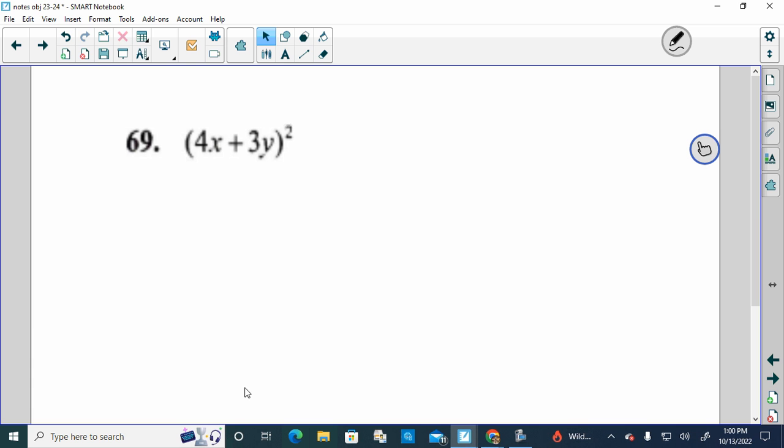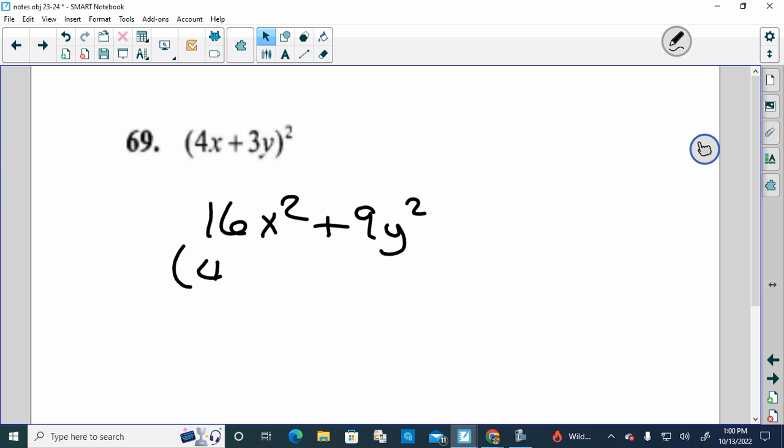Okay, last one. So 4x plus 3y in parentheses, and then it's squared. Okay, this is wrong, because you're not squaring the first one. That would be parentheses by itself. And squaring the second one, that would be parentheses by itself. So this is wrong. This means to write this parentheses twice. You get something similar to this, but you're missing something else.